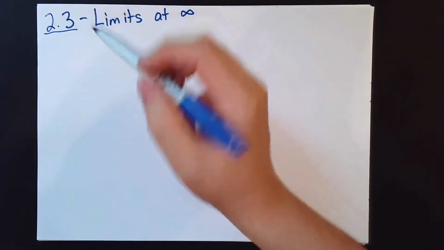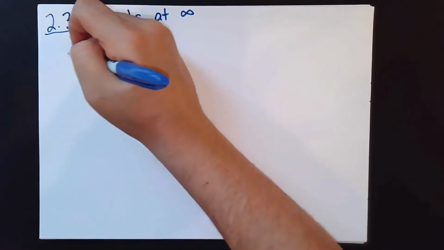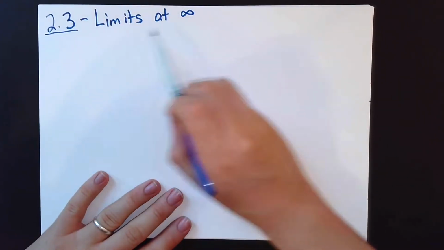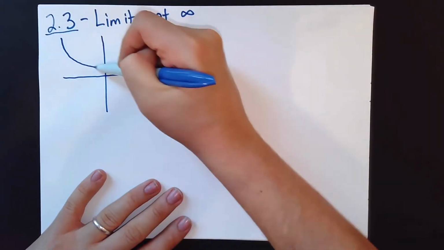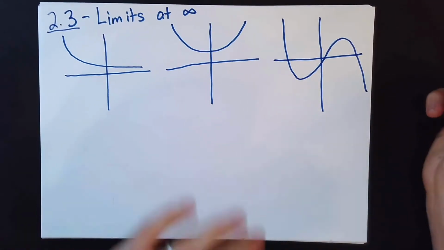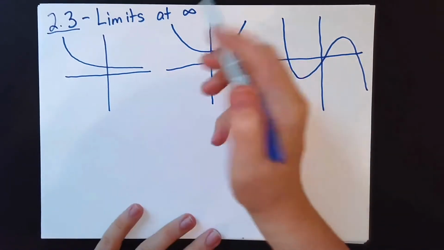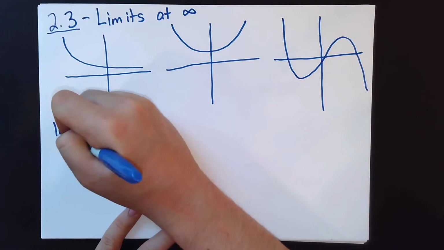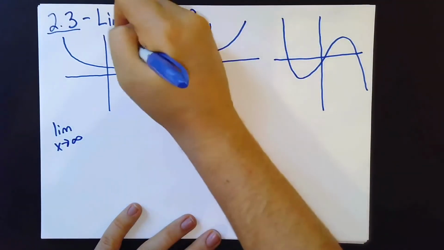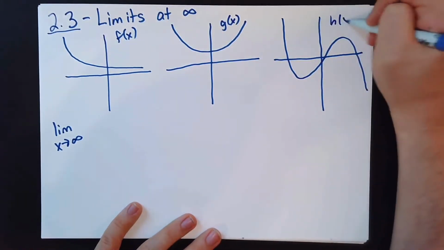First, in 2.3, we're going to talk about limits at infinity. That is, we want to talk about what happens as the input gets really big. So let me draw for you a few graphs here. And in the context of these graphs, I want to talk about this whole idea of a limit at infinity. Namely, I want to talk about the limit as x goes to infinity of f of x, g of x, and h of x.